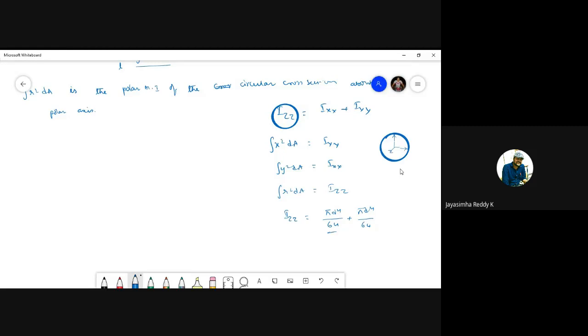So for x and y it is pi d power 4 by 64. For z it is pi d power 4 by 32. This becomes pi d power 4 by 32. Did you remember this, students? So let us come back to our equation.